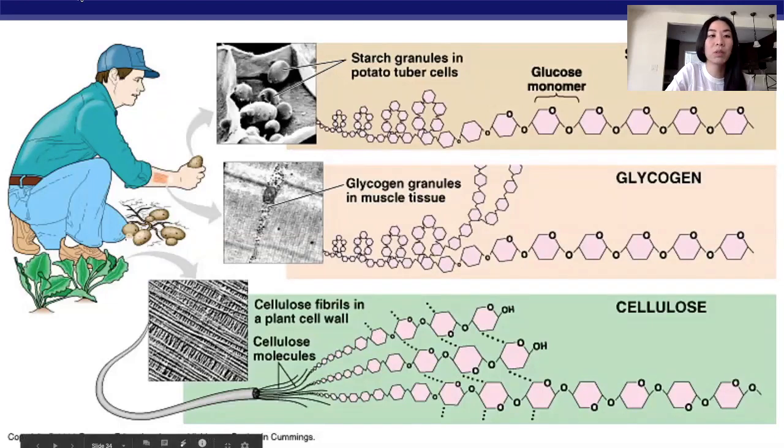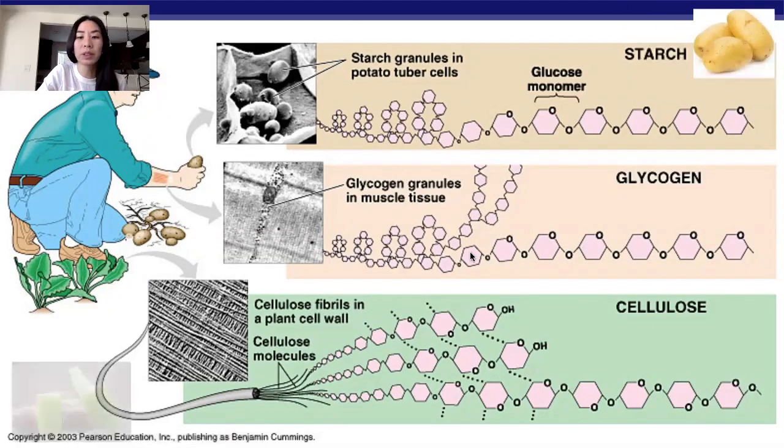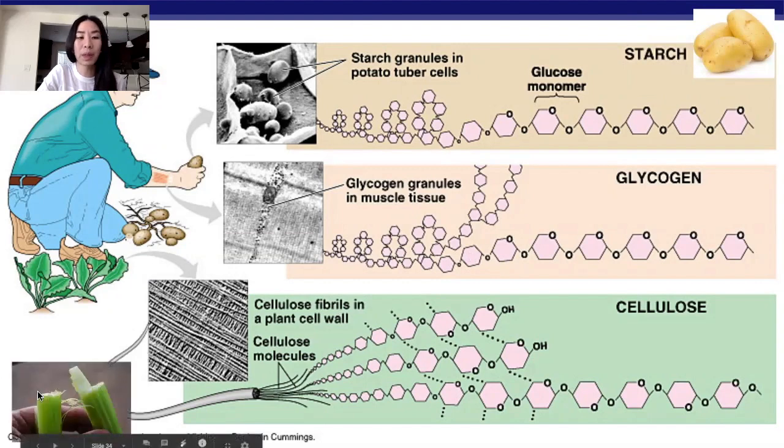Starch would be things like potatoes versus cellulose. The example that maybe will help you: if you eat celery, I hate celery, but if you eat celery, I don't know if you notice, it's always very stringy. Like when you bite into it, there are all these strings and fibers. That would be like cellulose. And our body doesn't break it down. It will just pass through us.